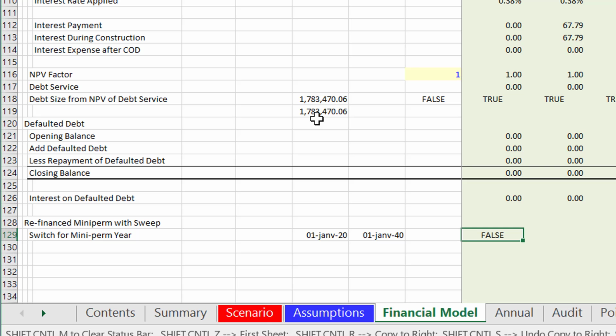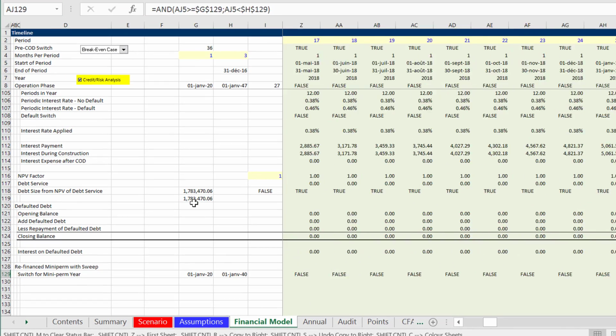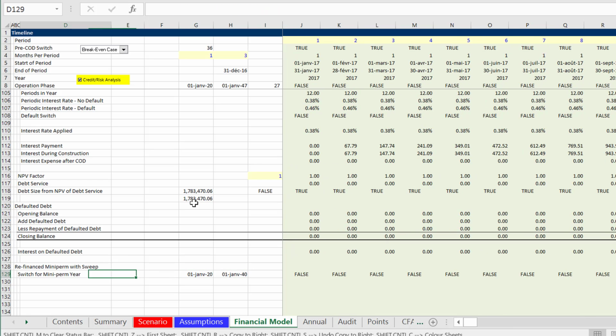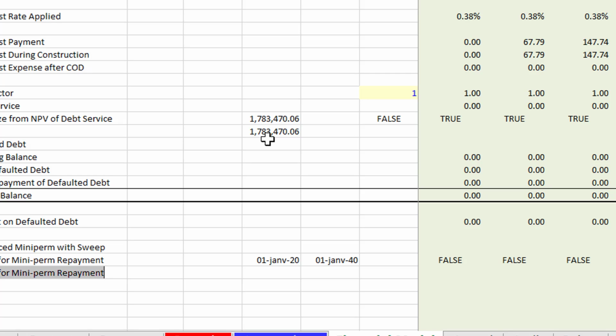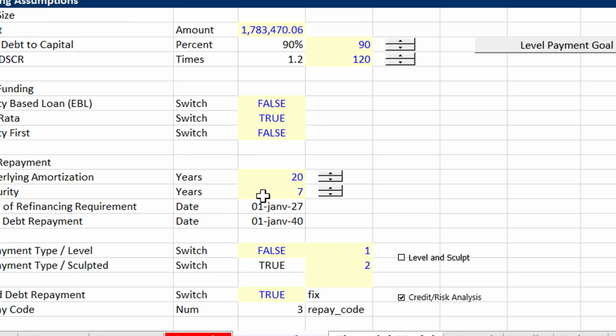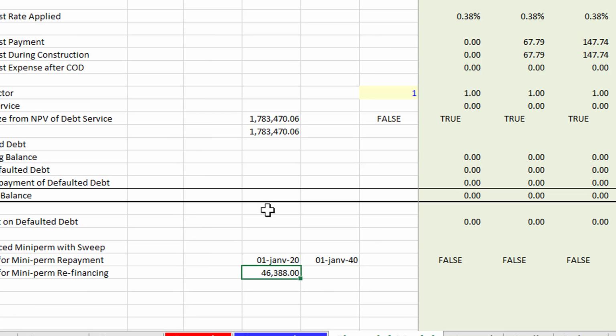Now, I didn't have the generic macros open, and something seems slow on my computer, but what the heck. Okay, so we start with this, and this is, of course, the switch for Mini-perm repayment. And let's put a switch for Mini-perm year, for Mini-perm period, Mini-perm refinancing. Excuse me. And that's a key thing to do. And we'll just go back to the assumptions page and get this.